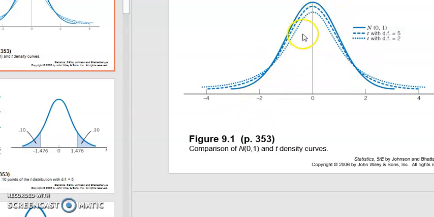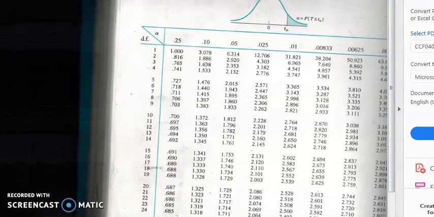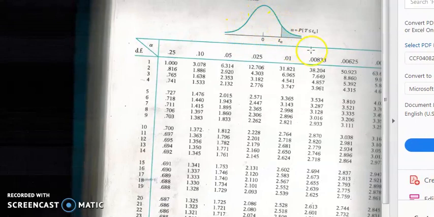And because the graph for t distribution may not be exactly the same as the standard normal distribution, that's why we have a different table. So when we look at the table, we can see here that this is the t distribution graph, and the table is set up a little differently because the bell shape, the curve, changes when the degrees of freedom change. So we have to have a column for degrees of freedom.